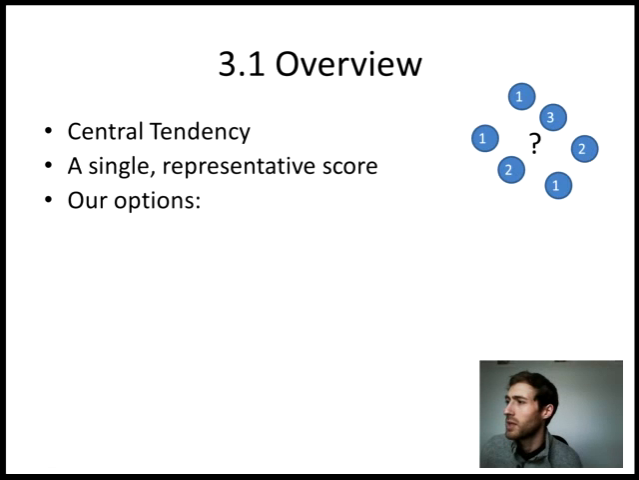Okay, so we have three options. Mean, which is basically you sum the numbers associated with each of your sample. Those are called scores or data. And then you divide by the total number of the sample.